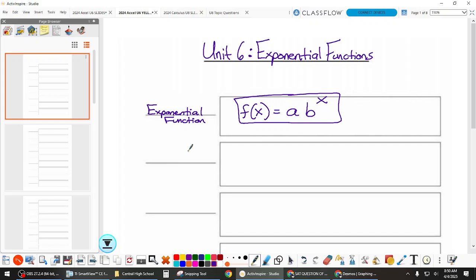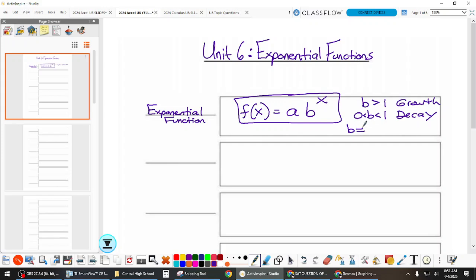B is called the base, which we've been looking at as a 2, maybe a half, those different ones we've seen. And of course the big difference is that x is in the exponent now. If b is greater than 1, it's growing. And if b is between 0 and 1, it's decaying.